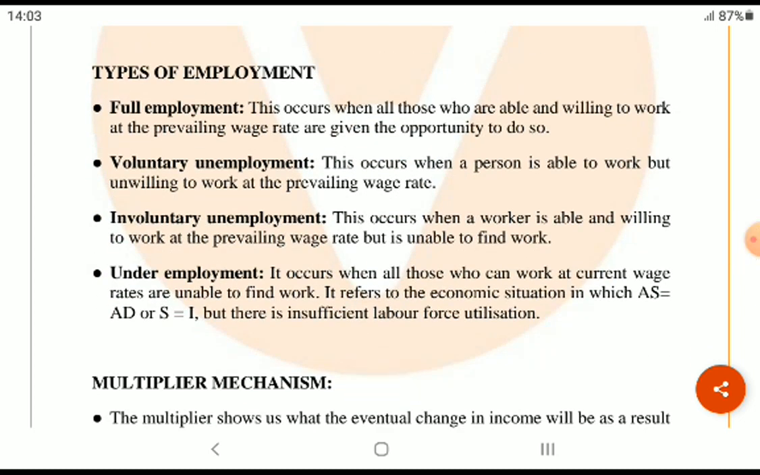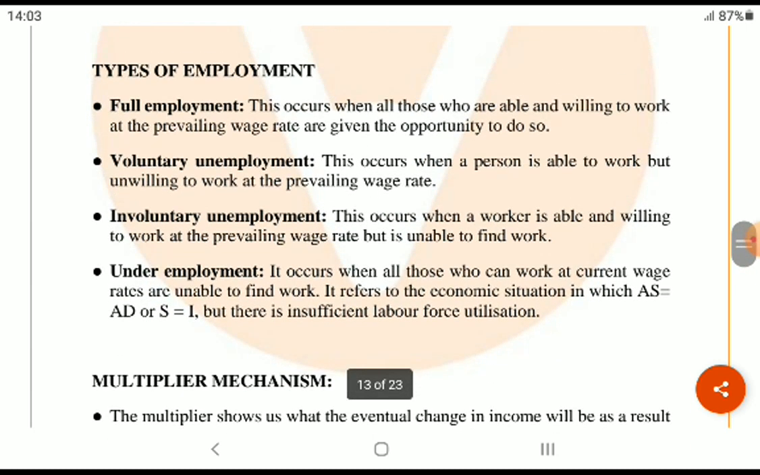Full employment occurs when all those who are able and willing to work at the prevailing wage rate are given the opportunity to do so. Voluntary unemployment occurs when a person is able to work but unwilling to work at the prevailing wage rate. It means he wants to work, but he doesn't want to work at the rate the company is giving him. He wants more salary or more money, you can say.